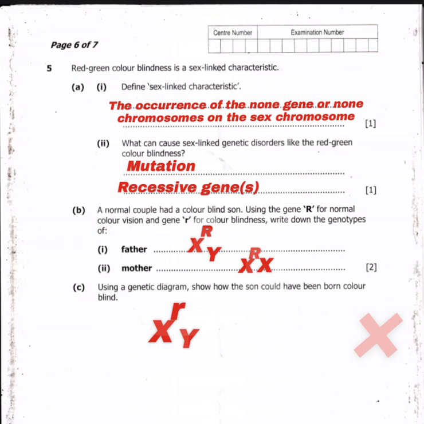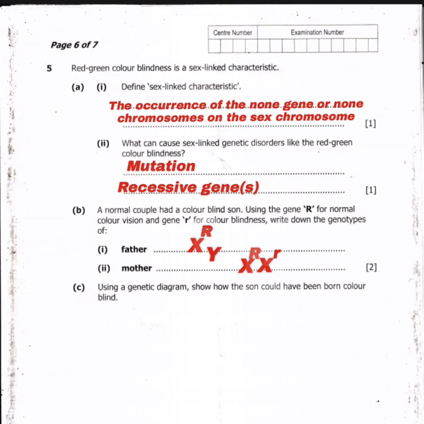So in this case here, the mother is going to be the carrier. So I'm going to say X to the power capital letter R, X to the power small letter r. So those are the genotypes. And remember, genotypes are represented by alleles. And alleles are represented by letters. Then as for the last one, which is C, it is saying, using a genetic diagram, show how the son could have been born color blind.